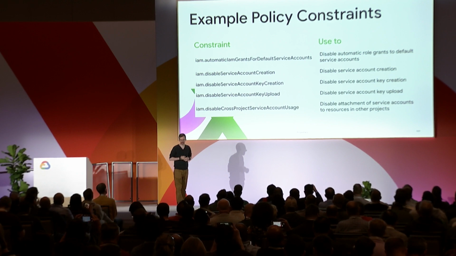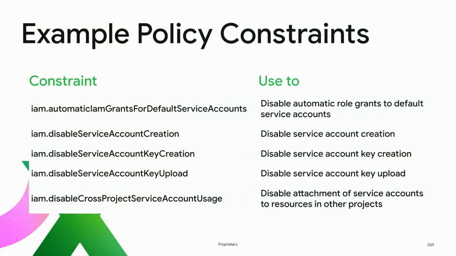So some example policy constraints that you can set on organization policies are the automatic IAM grants for default service accounts. This is a really important one, particularly for this presentation, because this will disable the automatic grants on default service accounts. By default, a default service account will get the editor role, which has broad access to your project. And what this particular policy constraint does is it removes the role grant to the default service account.